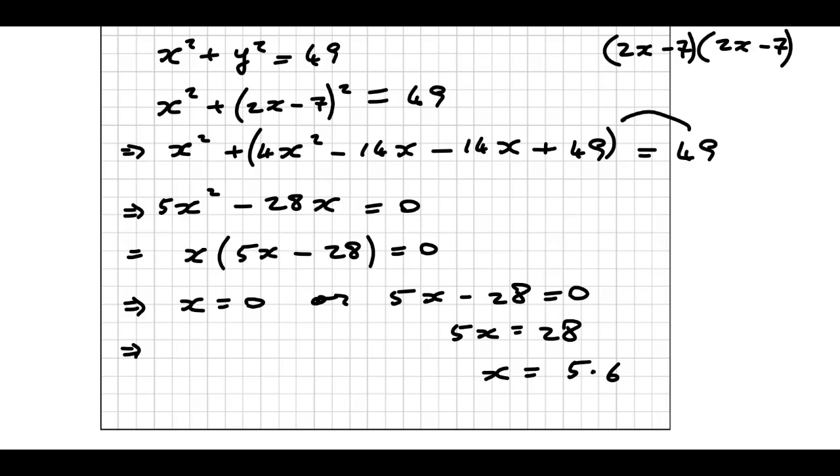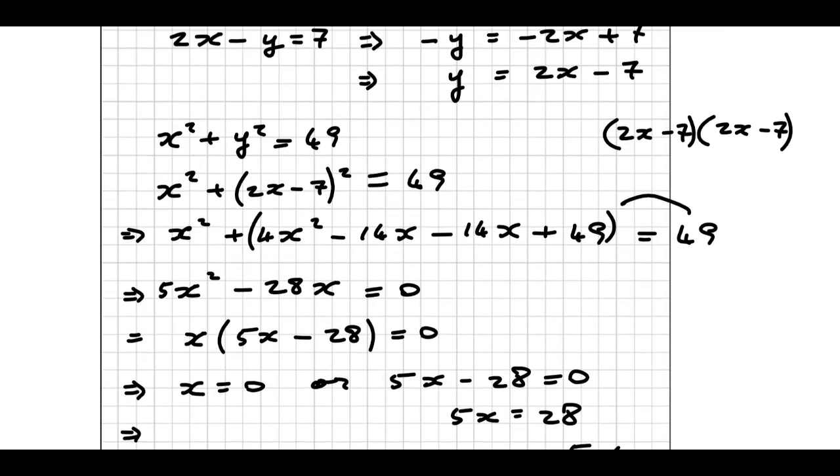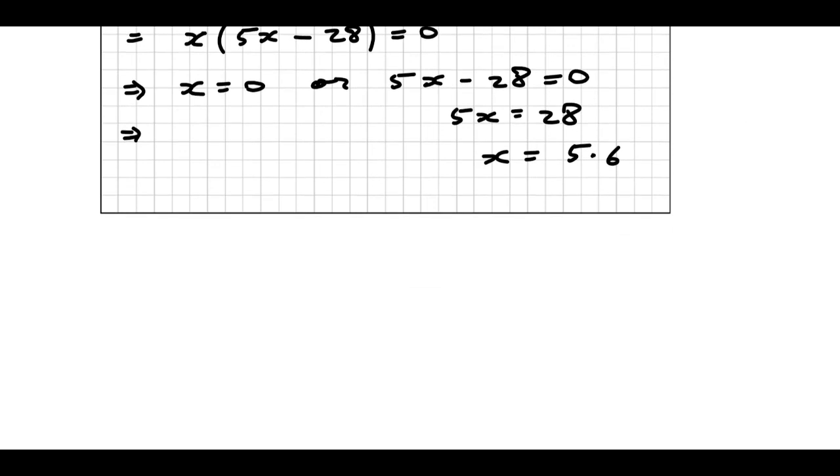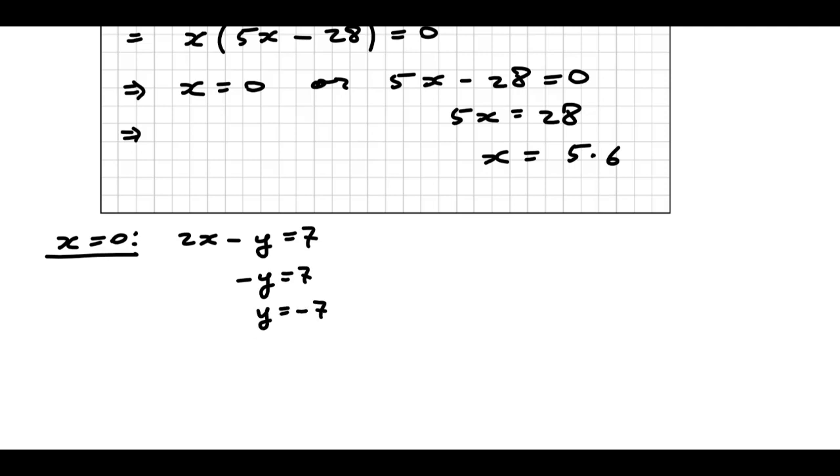So now we've got to work out what our two y's are. The way you would do that is you would take maybe the linear equation here. It's usually the easier one to do. 2x minus y is equal to 7. So let's take x is equal to 0 first. We just substitute 0 in there. So if we substitute 0 in here for the x, we'll just get 0. So that'll give us minus y is equal to 7, or y is equal to minus 7. So our first answer would be x is equal to 0, y is equal to minus 7.